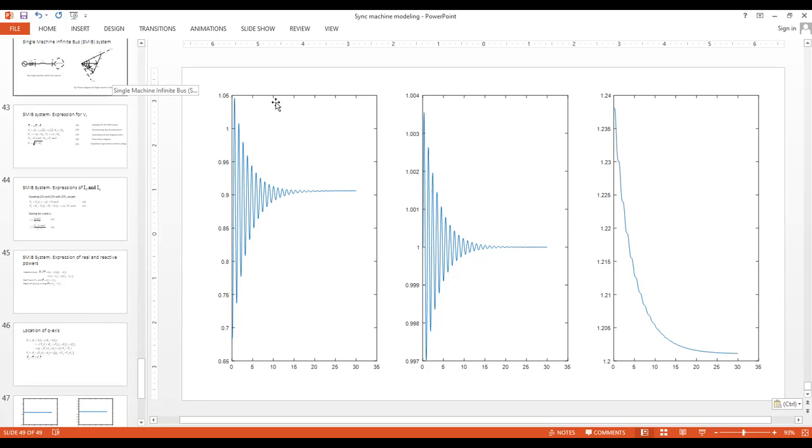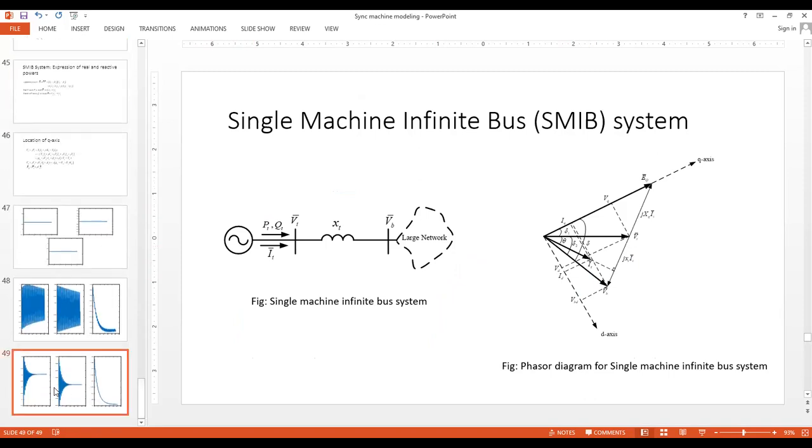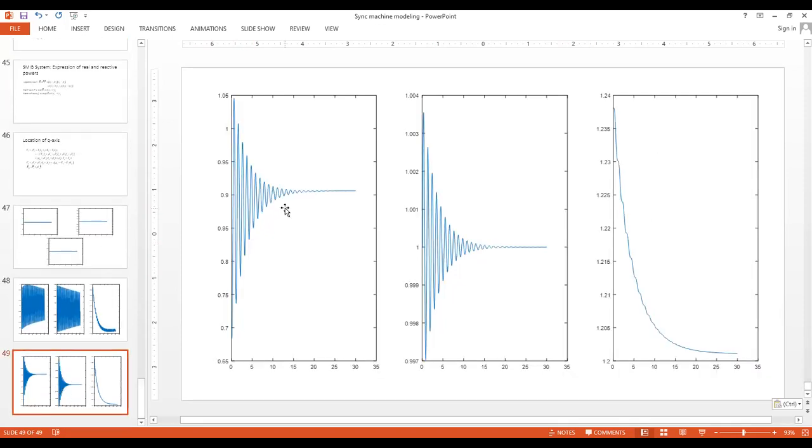Remember, there are no controllers. Have you noticed that there are no controllers in our system? There is no control. This is an open loop system. So for an open loop response, this is quite acceptable. This is open loop stable. There is no control, no feedback. We are not measuring anything, we are not feeding it back, and we have not implemented any control.